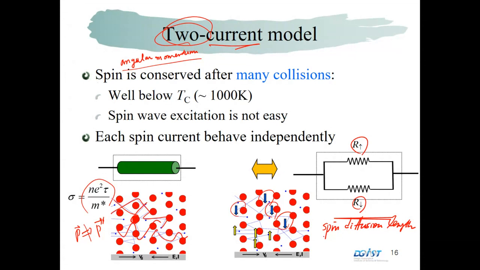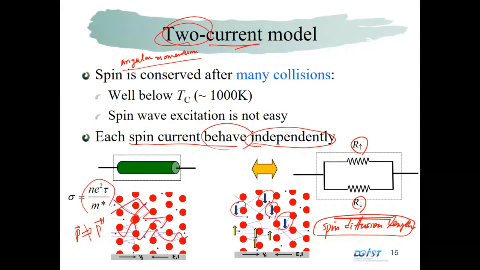So within this spin diffusion length, we can consider such a model. And within this length scale, each spin current behaves independently, so we can make such a form. But what happens if we exceed this spin diffusion length? Then there is some path between these two.